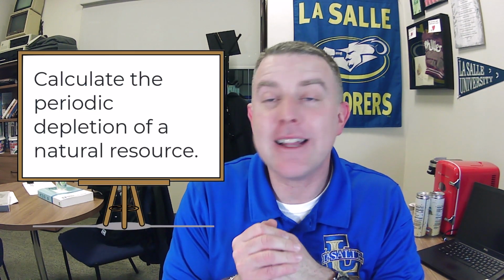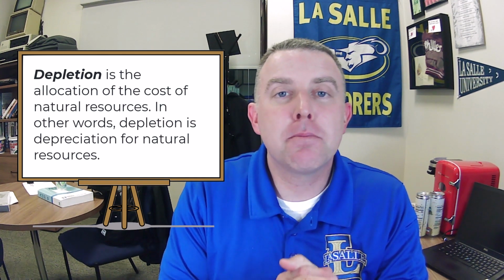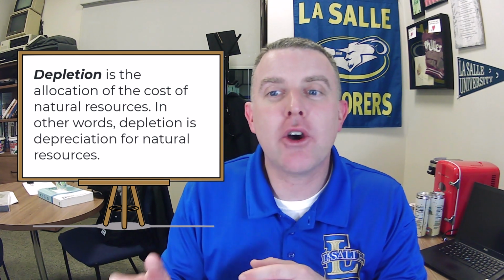In this learning objective, we are going to calculate the periodic depletion, not depreciation, depletion of a natural resource. So what is depletion? Depletion is the allocation of the cost of natural resources. In other words, depletion is what we call depreciation if we're talking about natural resources.